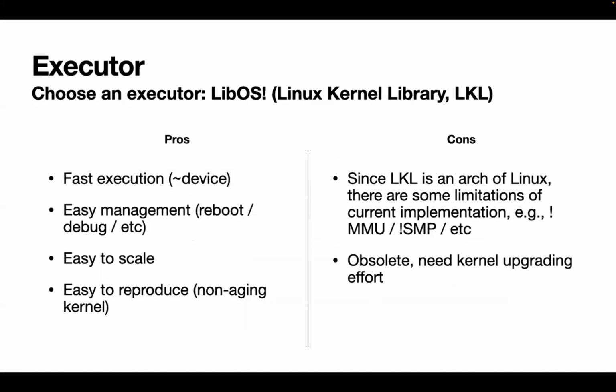So we adopt a new executor named libOS, that is, the Linux Kernel Library, LKL. It can basically be seen as an application that can emulate the behaviors of the Linux kernel. So its execution speed depends on the device, and it is easy to reboot or scale. Also, its bugs are really easy to reproduce.